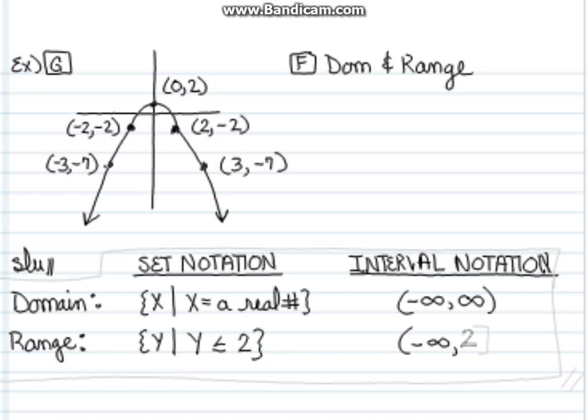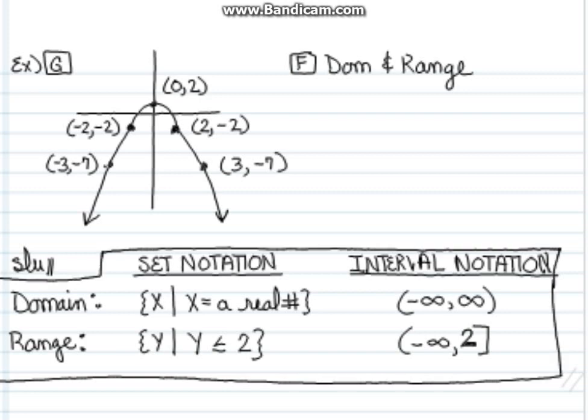And then we do something very interesting. We put a boxy bracket on the end next to 2. We don't put a round bracket, which would indicate we're not actually including the number 2. We're just getting really close to it. But the boxy bracket indicates that we are actually touching the number 2 on this graph for the y-coordinate. And then we put a box around our answer, and we are finished.